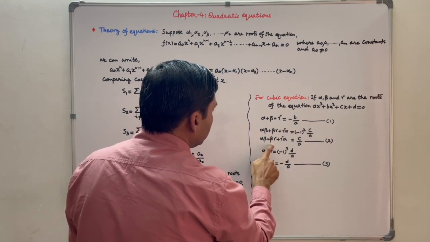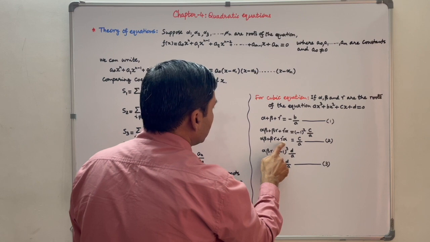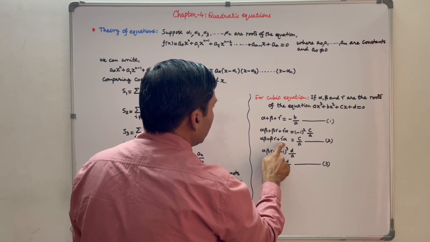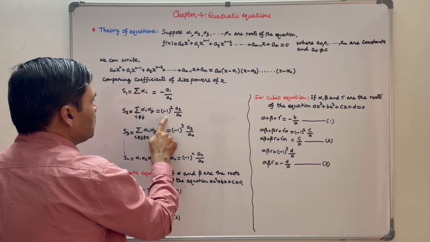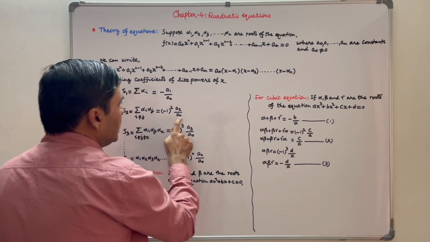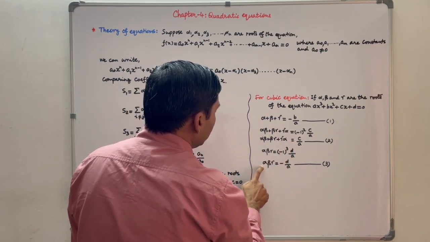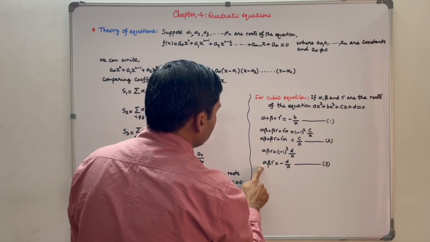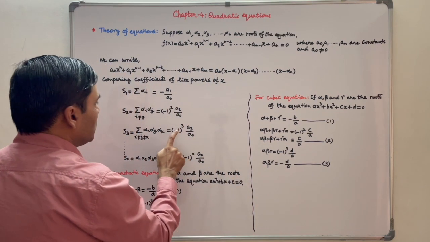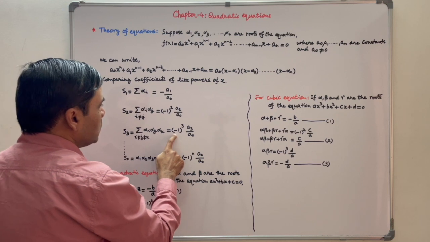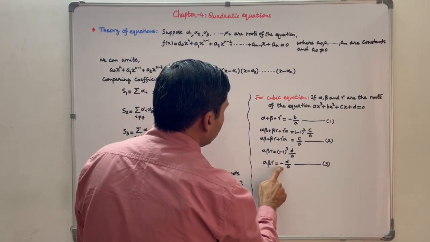Alpha beta plus beta gamma plus gamma alpha is sum of the roots taken 2 at a time, and that is equal to minus 1 to power 2 a2 upon a0, and that is equal to c by a. Alpha beta gamma is sum of the roots taken 3 at a time, and that is equal to minus 1 to power 3 a3 upon a0. So it is minus d upon a.